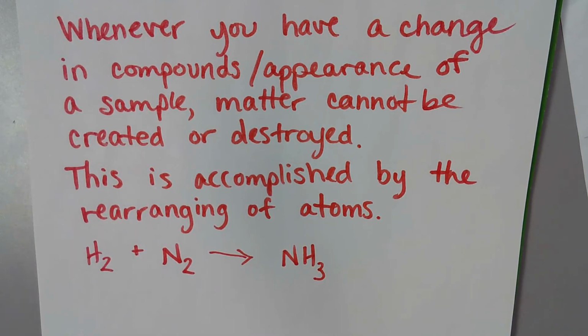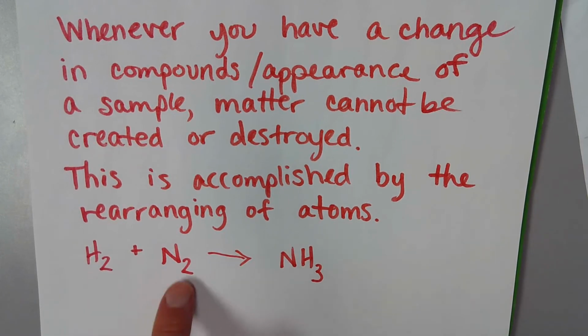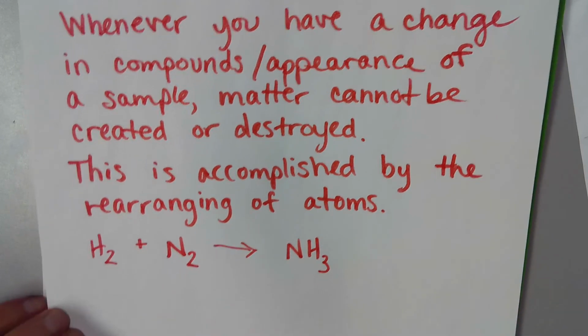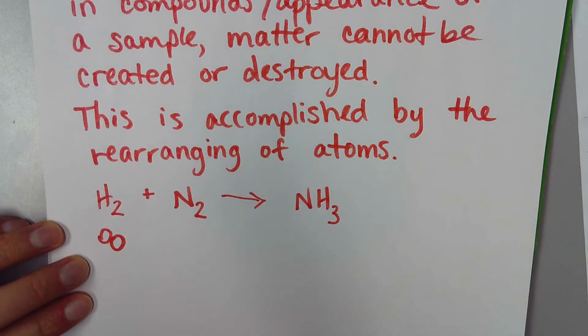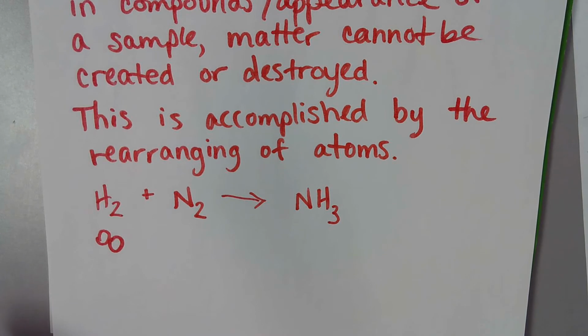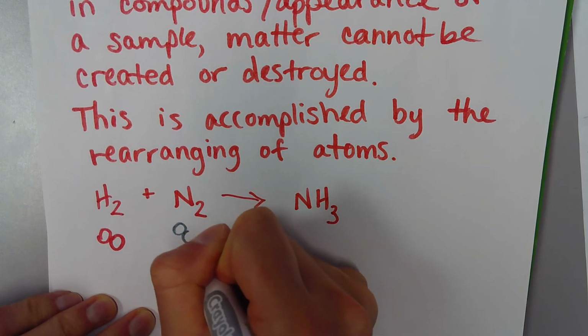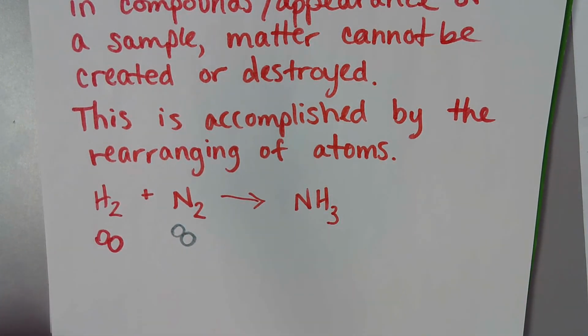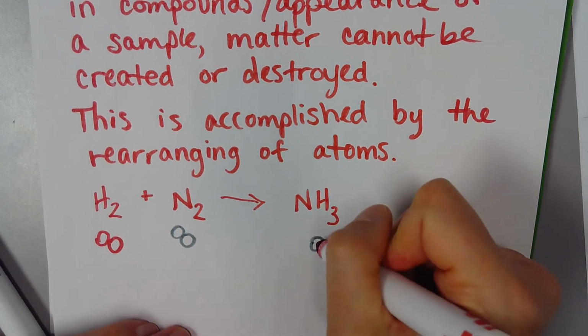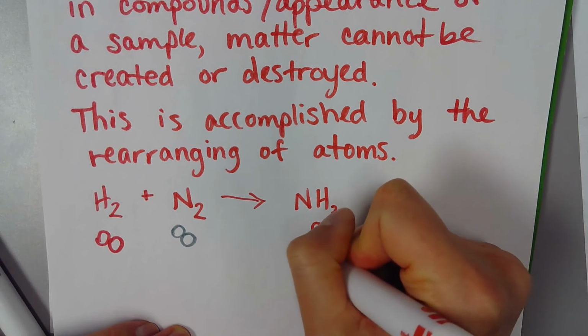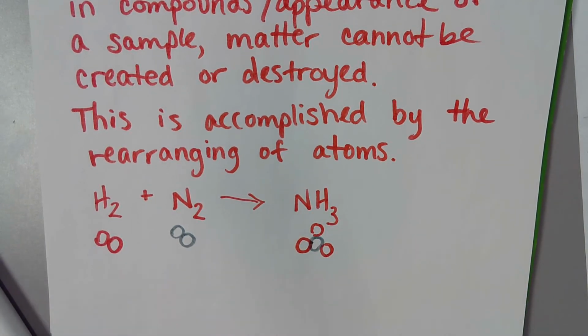So we cannot just take one molecule of this and one molecule of that, because that would be like doing this. Look, here's the H. Here's the H's. Here's the N's. There's an N. Here's 3 H's. If we do that, we are not conserving mass, not conserving matter.